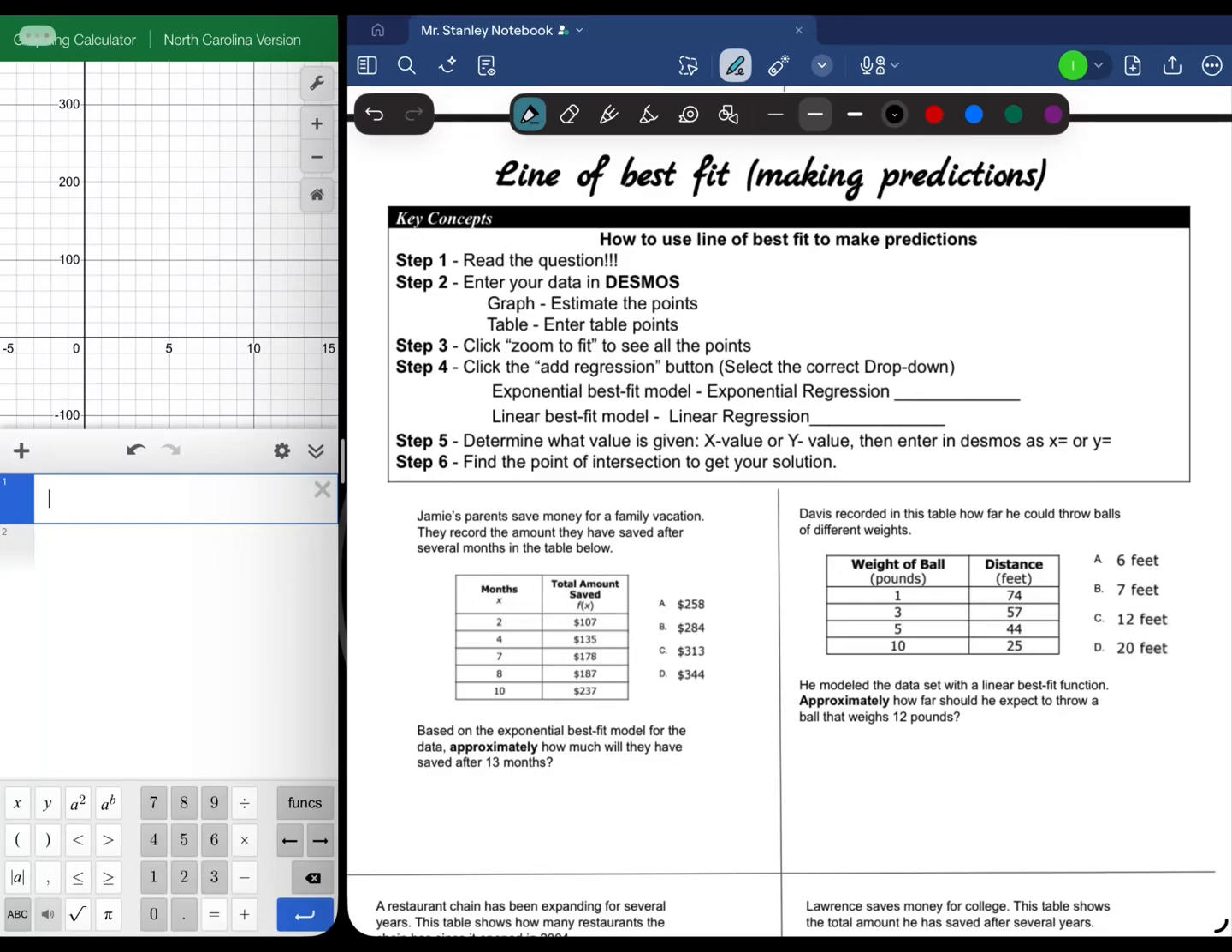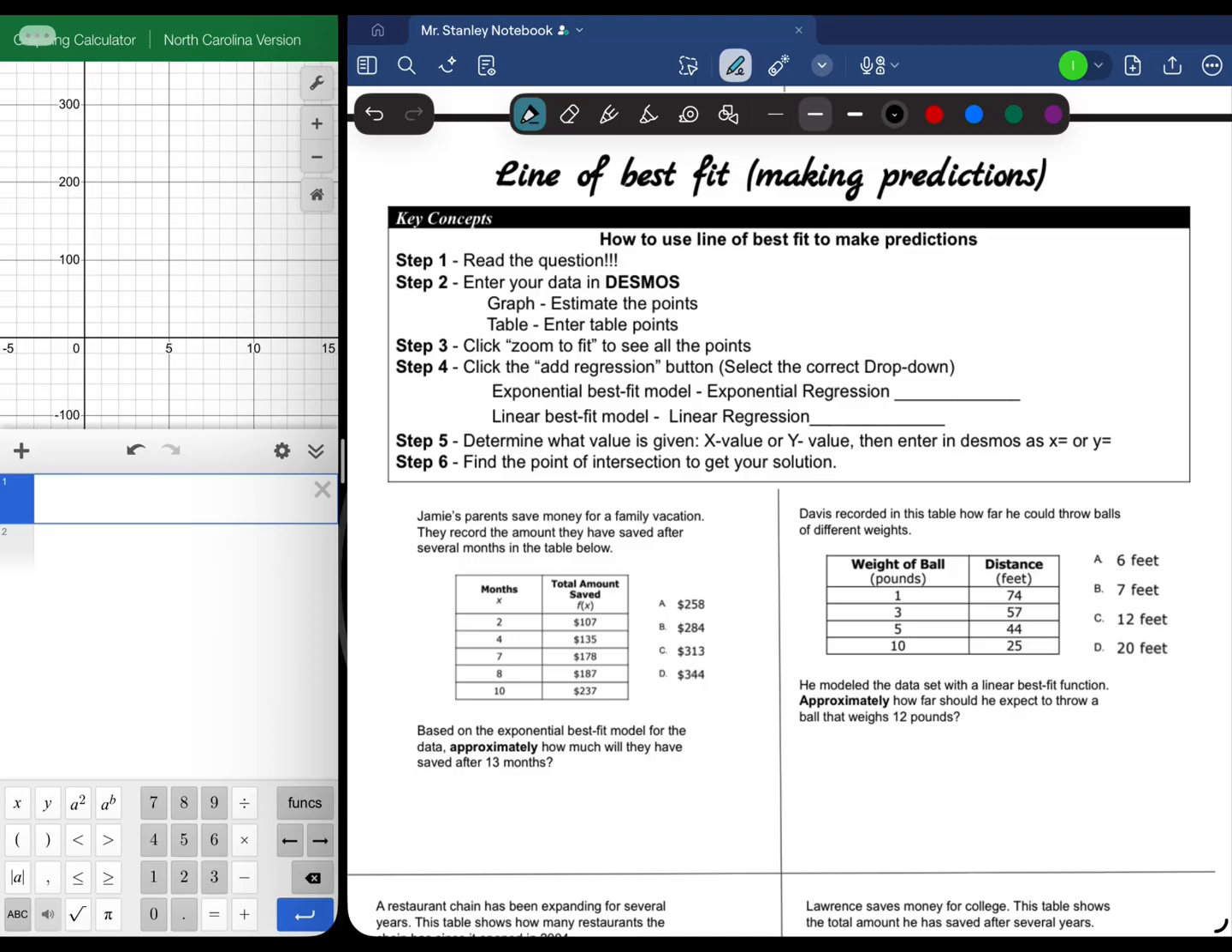All right, class. So today's lesson is going to be about the line of best fit. And with line of best fit, we're going to be making predictions. So we're going to look at some key concepts. In our key concepts, we're going to be looking at how we can use the line of best fit to make predictions. And we're going to follow these steps.